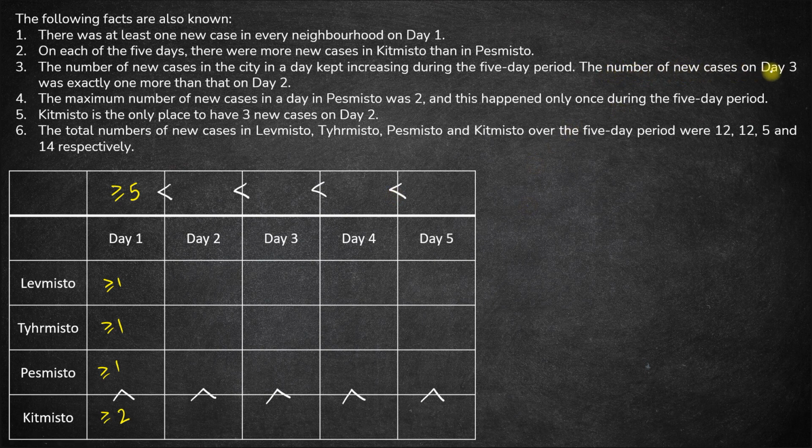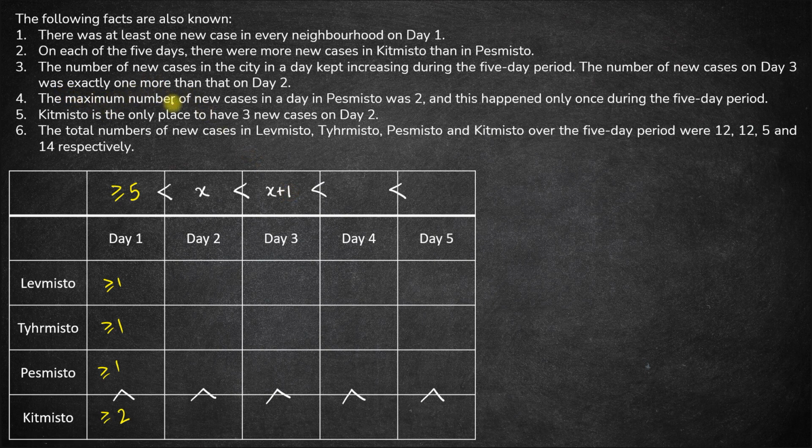And the number of new cases on day 3 was exactly 1 more than that on day 2. Fine. The number of cases on day 3 was 1 more than that on day 2. So if the number of cases on day 2 is, let's say, x, the number of cases on day 3 must be x plus 1. Fine.